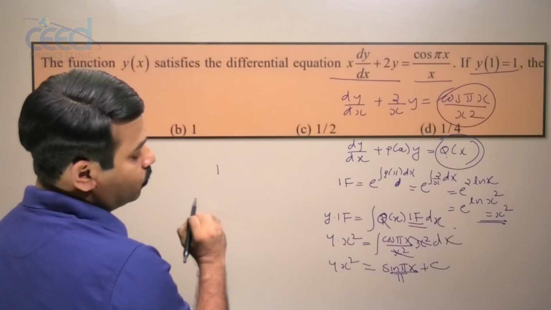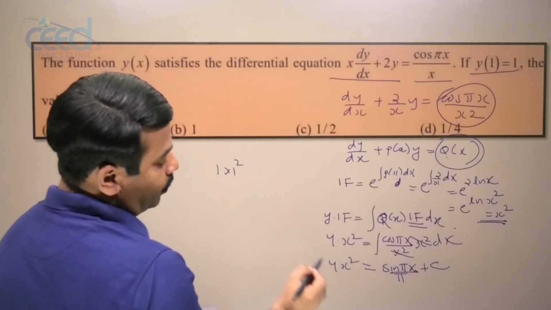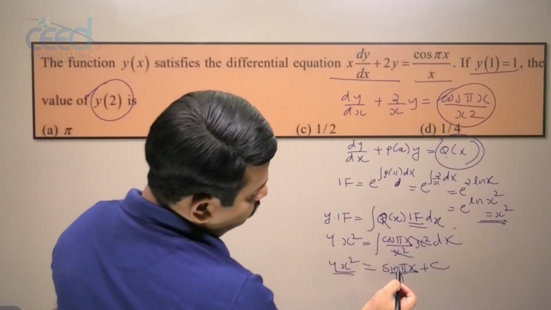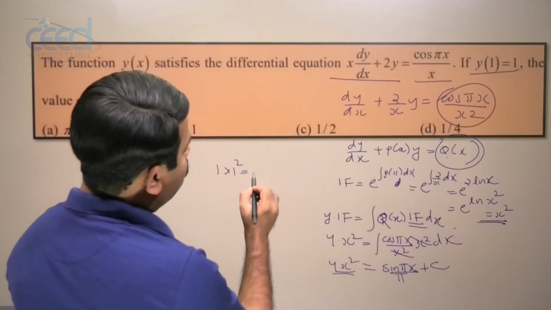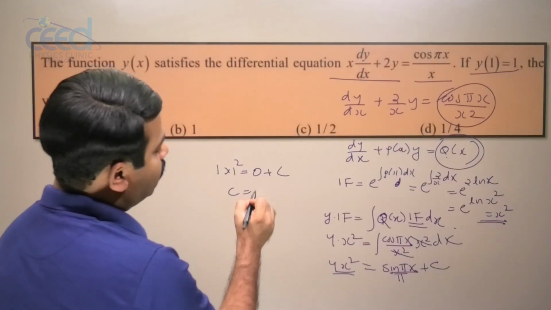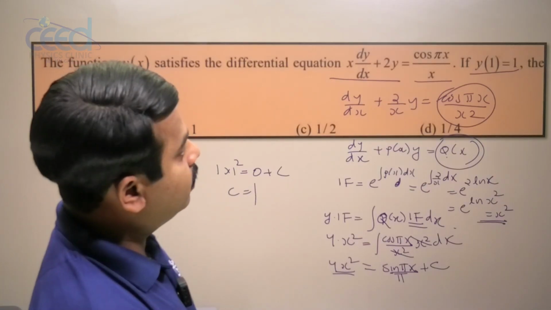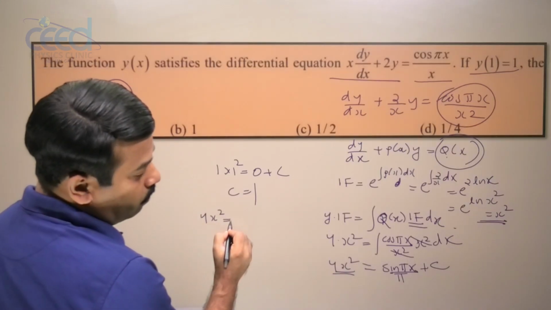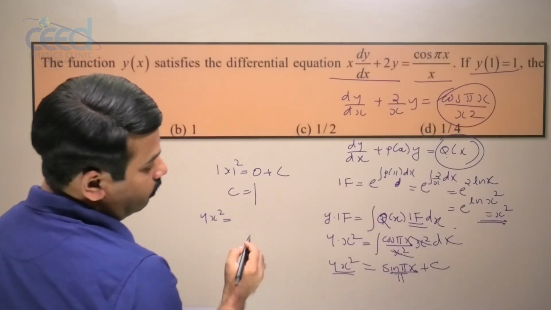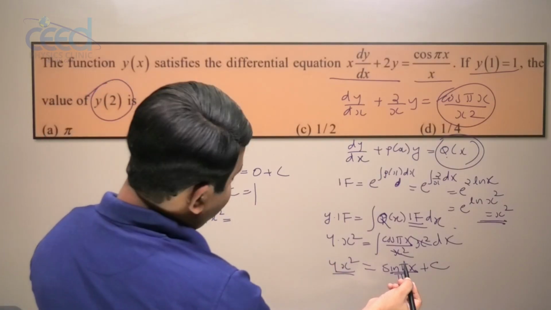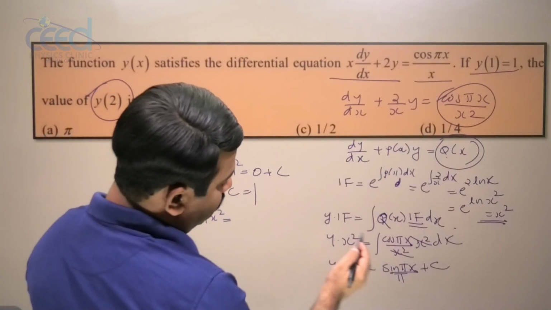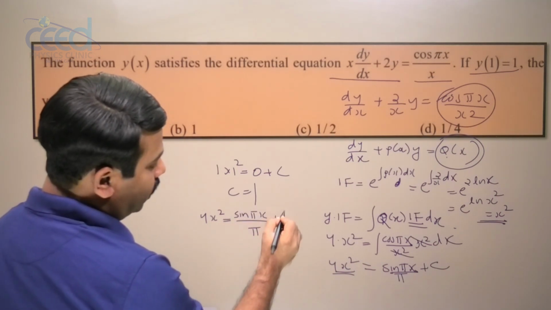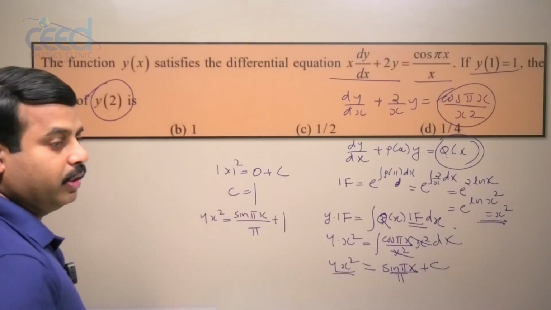Now to solve c, they have given one condition, y of 1 is equal to 1. Then y value is 1 when x is equal to 1. If we put x is equal to 1, we get sin pi by pi, which is 0, plus c, then c is equal to 1. Right. Now after getting c, what can I write? y x square is equal to sin pi x by pi plus 1, putting c as 1. Right. So this is the solution.